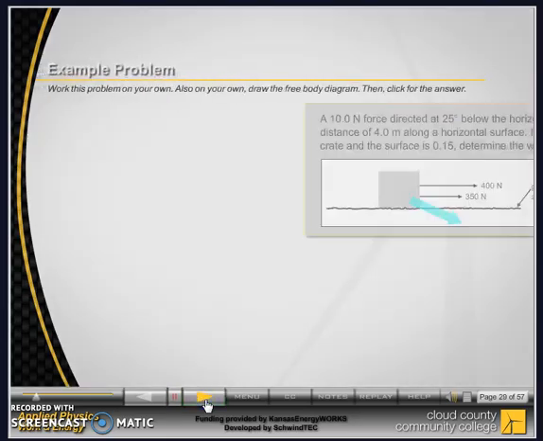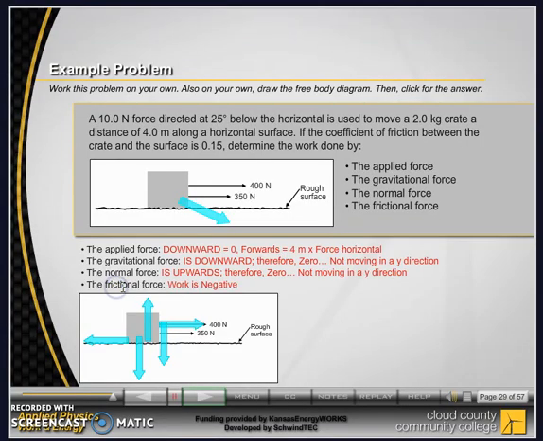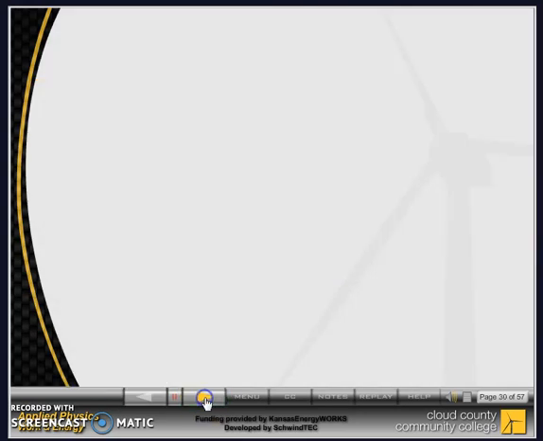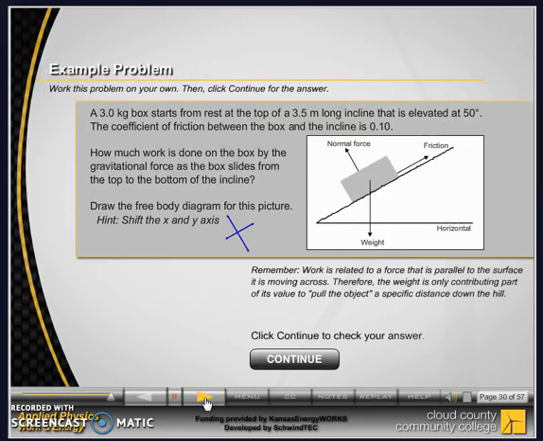Take a minute to work this problem on your own. Also on your own, draw the free body diagram. Then click for the answer. Take a minute and work this problem on your own.